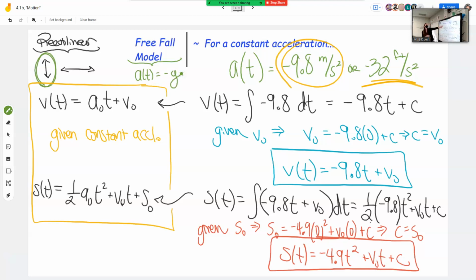There you go. So gravity is the 9.8, the 32. We throw a negative because it's pulling it down.